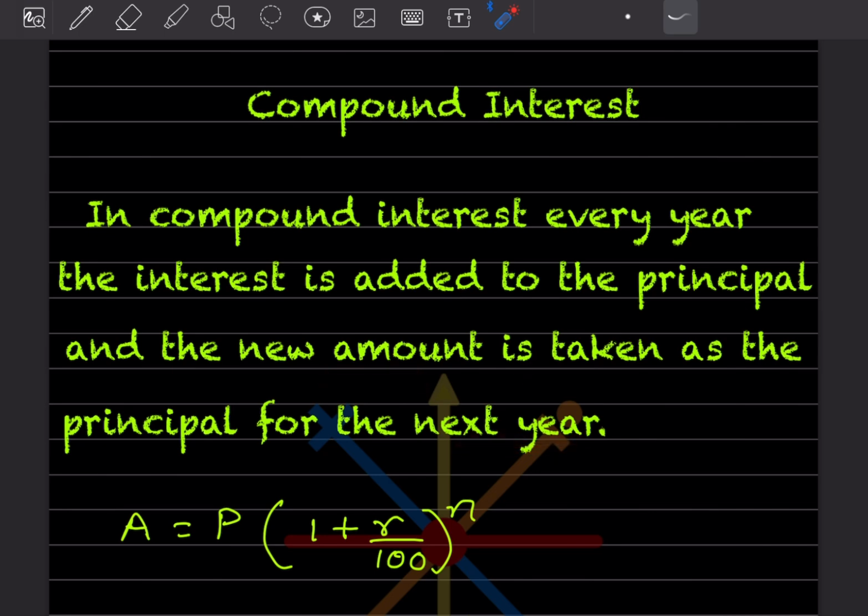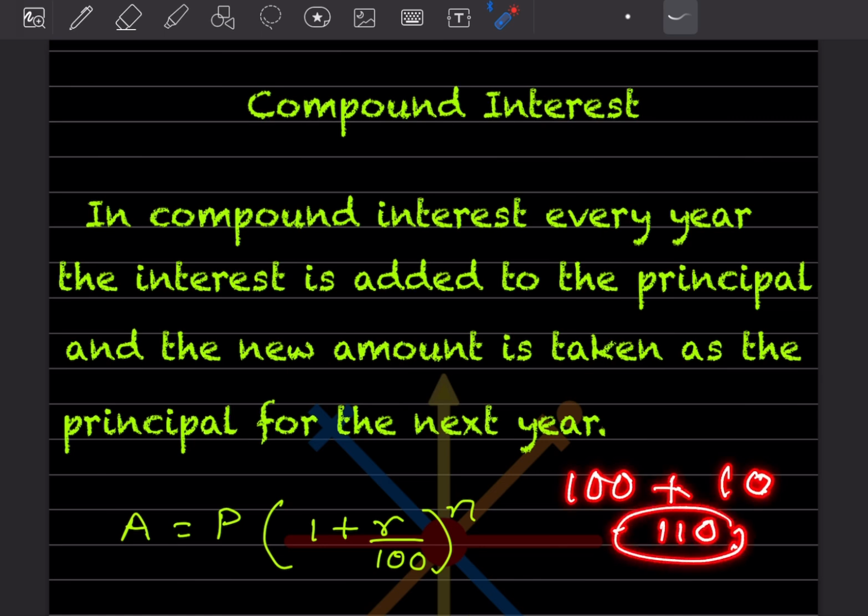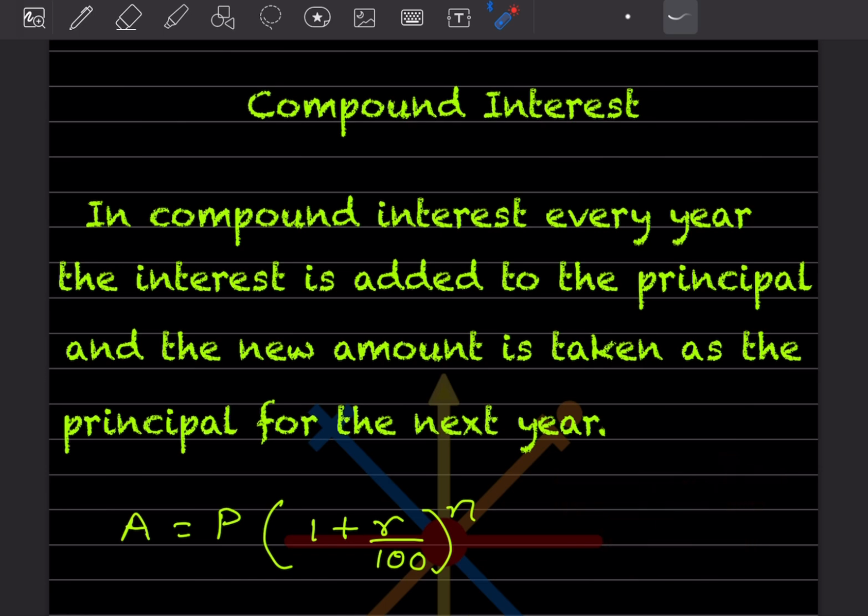So now suppose you have 100 and you get 10 rupees as the interest. So this is going to be 110. Again this 110 is the new amount, and this 110 will be the principal for the next year. The start is 100 and the next year it is going to be 110.